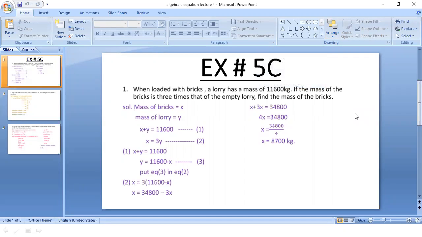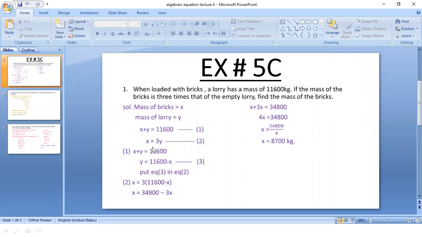Question number 1: when loaded with bricks, a lorry has a mass of 11600 kg. We have a lorry with bricks having mass 11600 kg. If the mass of the bricks is 3 times that of the empty lorry, find the mass of the bricks.